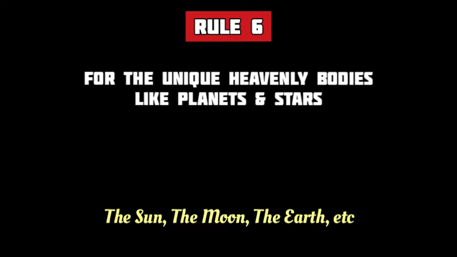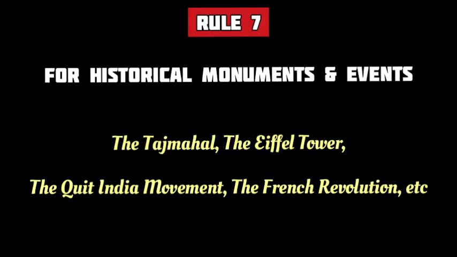Before the names of the unique heavenly bodies or celestial bodies like planets and stars also, the definite article "the" is used. For example, the sun, the moon, the earth, etc. Article "the" is also used before the names of historical monuments and events. For example, the Taj Mahal, the Eiffel Tower, the Quit India movement, the French Revolution and so on.